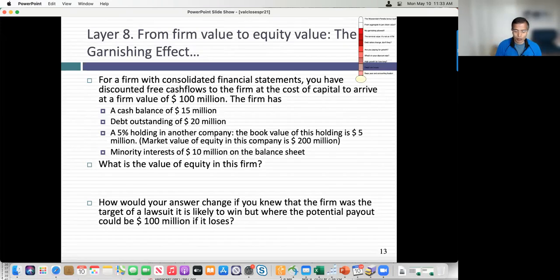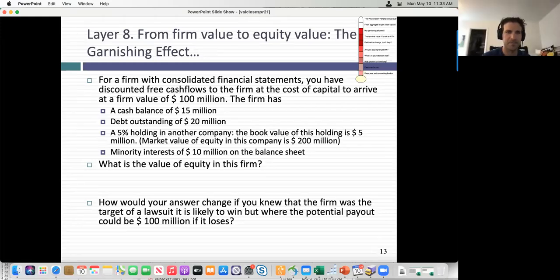So let's say you come up with a firm value of 100 million. You're trying to estimate the value of equity in this company. Sean, I'm going to go item by item, and with each item, I want you to tell me whether I should add this item, subtract this item, or just ignore the item to get to a value of equity. So I'm at 100 million value of the operating assets. I have a cash balance of 15 million. Add, subtract, or ignore? Add.